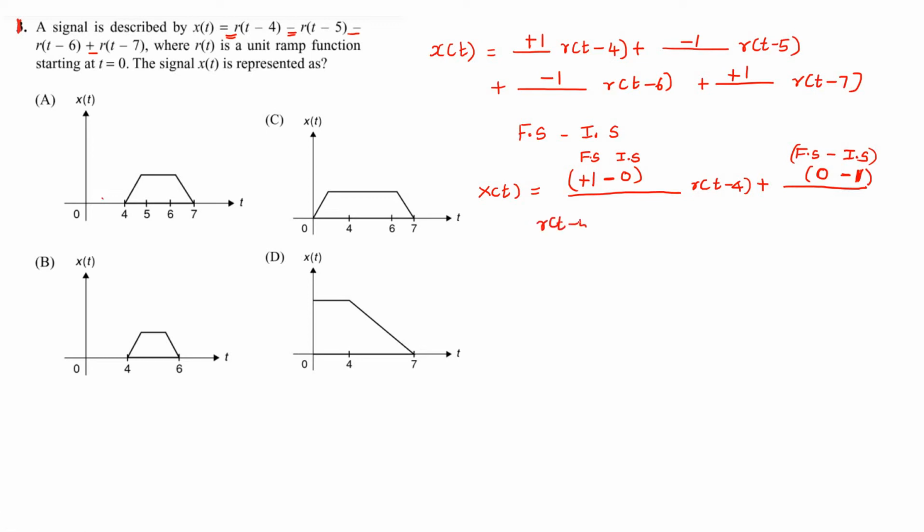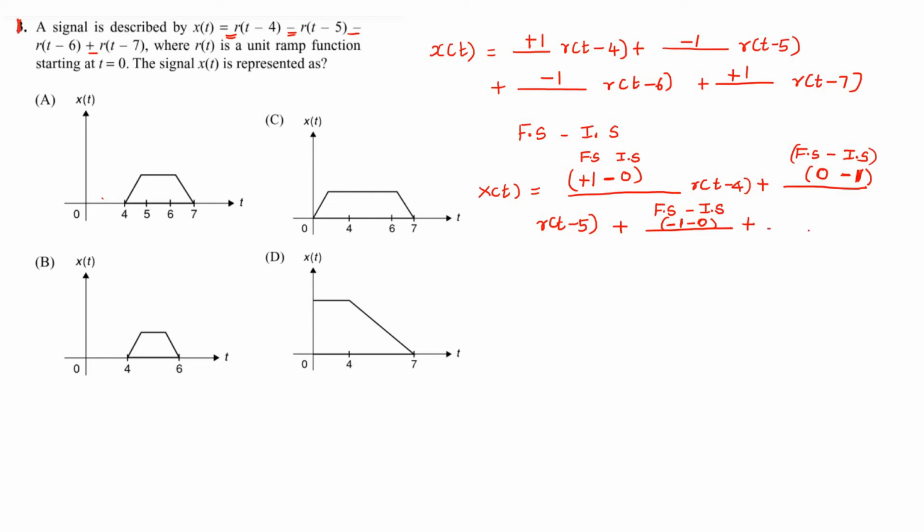r(t-5) plus, here the net value is minus 1. Here we should find out final slope minus initial slope. The previous term, which one is the final slope? 0 is the final slope. For this case, the 0 is the initial slope. And what about the final slope? It should be minus 1. Then only we get the net value as minus 1.